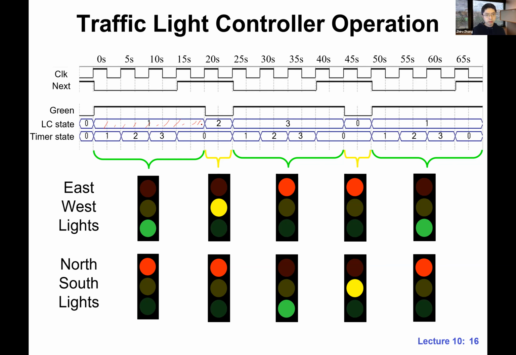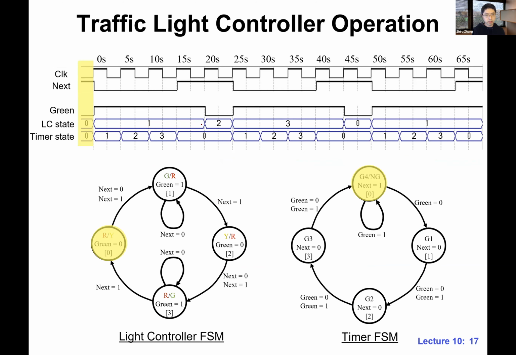If this is still not too clear, I have a few animated slides to help you walk through the state transitions in both FSMs. Again, first we start out with state 0. These are the highlighted states in both FSMs. And then we move on and start counting. So this is the light controller, and we have the timer.